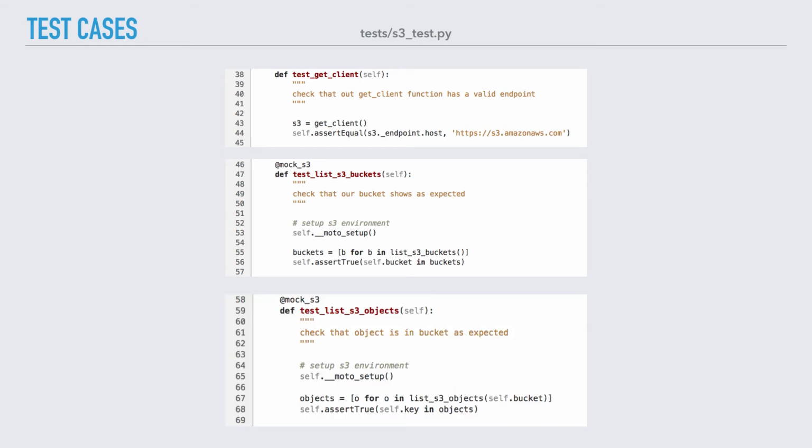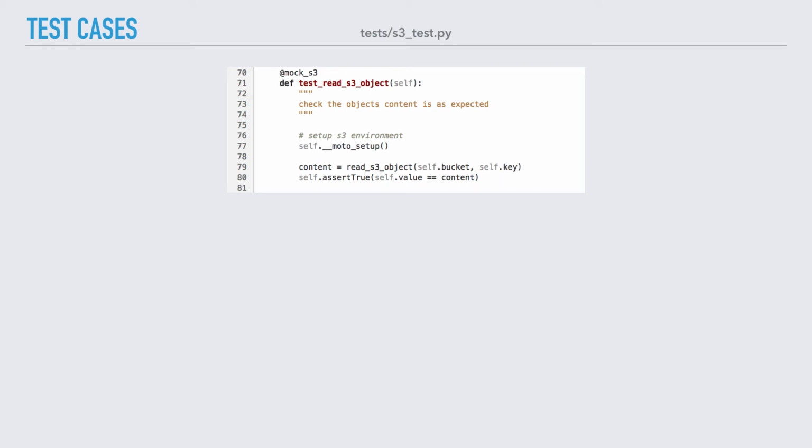Test list S3 objects will again decorate with mock S3, then run the Boto setup to set up my S3 environment. I can now call the list S3 objects function utilizing the self.bucket constant variable, which I defined in setup, and store each result in a list named objects. Using unit test's assert true method, I'll verify the self.key constant variable, which is defined in setup, is within the returned list of objects. If it is, this test case will pass.